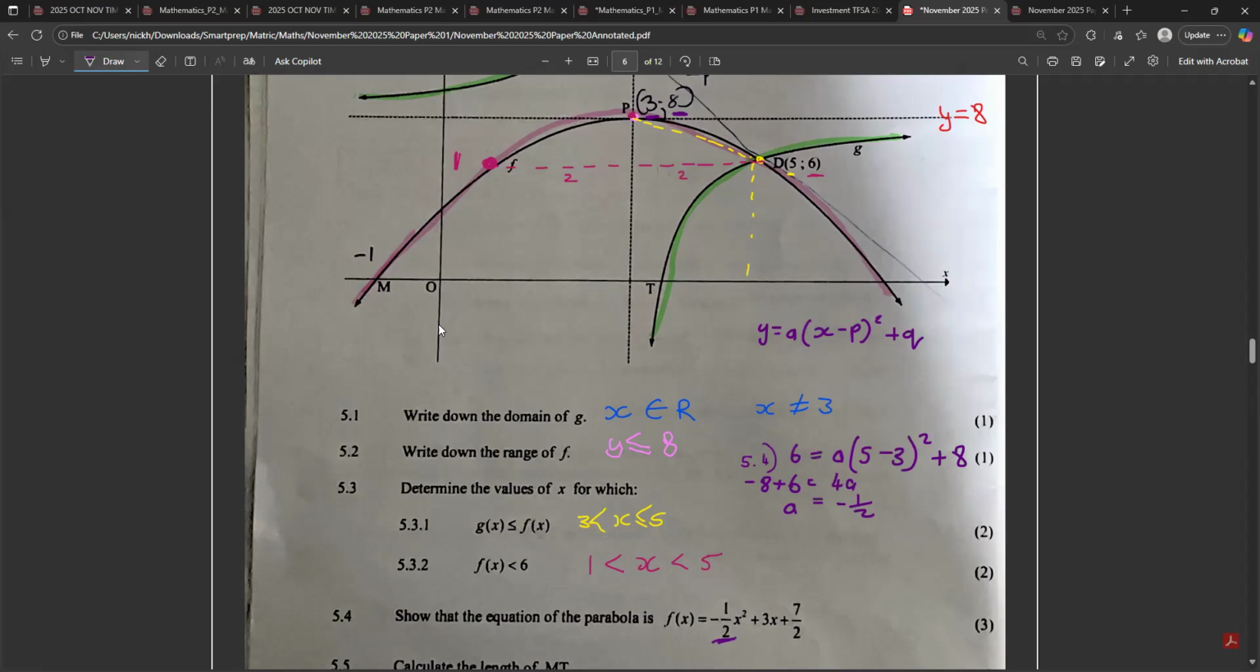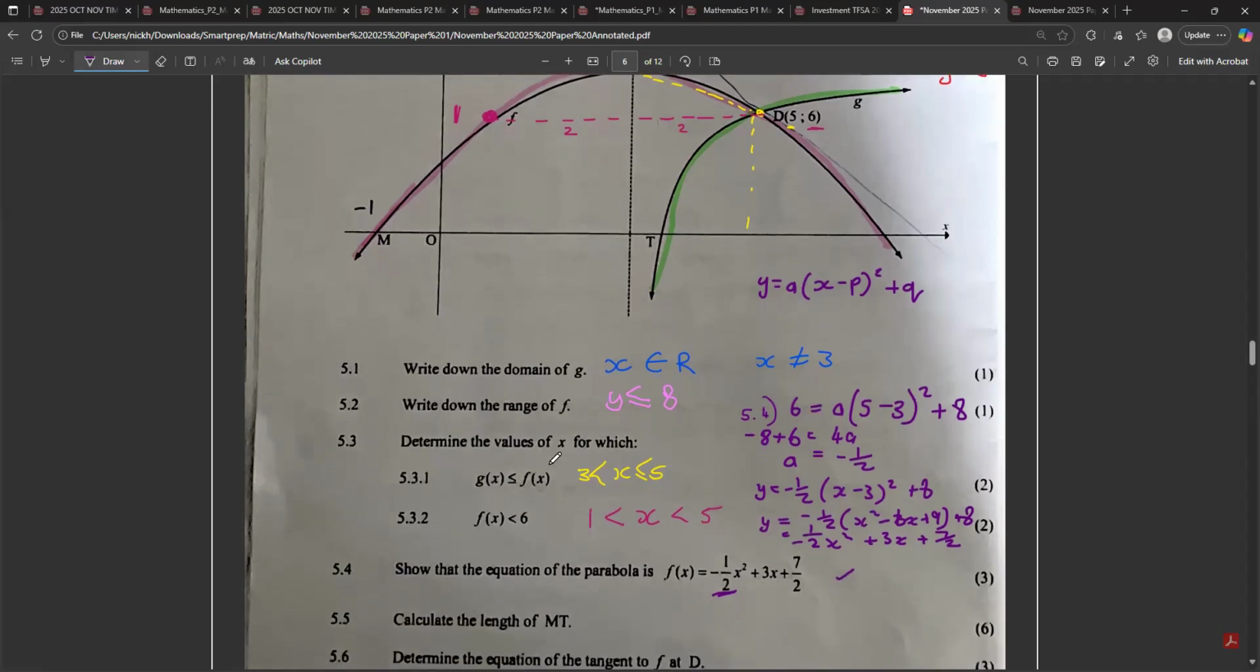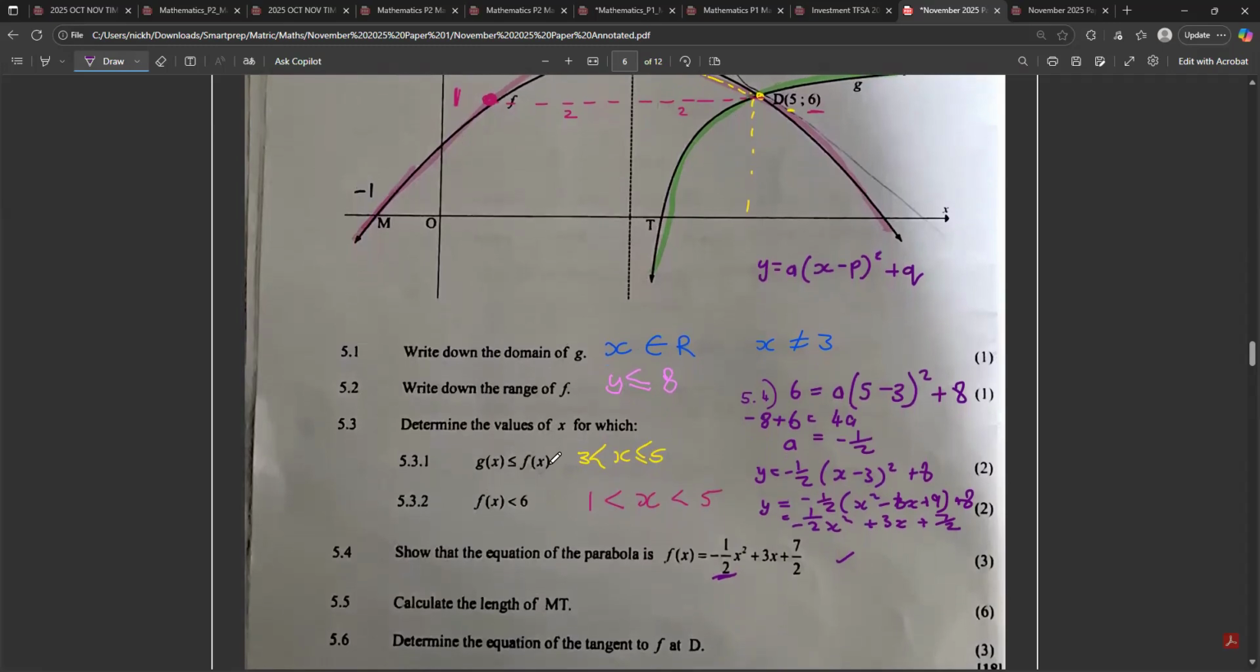Now we can simply write it out again, but expand it out. So negative a half, and then it'll be x minus 3 squared plus 8. And now when we expand this, we'll get negative a half x squared minus 6x plus 9 plus 8. And so we'll get negative a half x squared plus 3x plus 7 over 2 when we do that. And so that is shown. Okay, so that's 5.4.